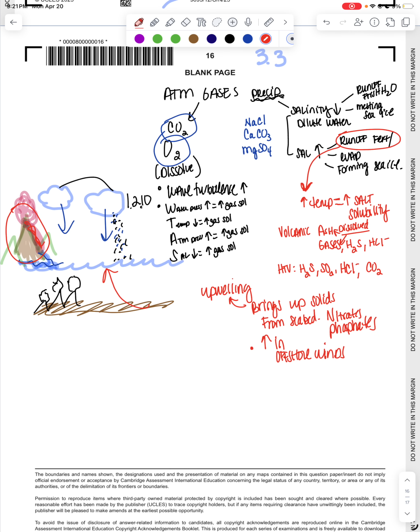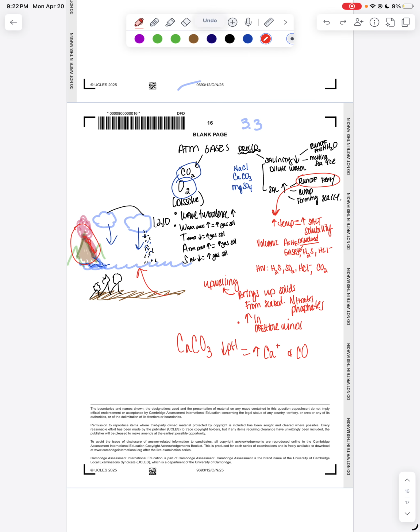Oh, there's another one. So calcium carbonate in shells and in corals. However, if we have a decrease in pH, we can start to erode this, and then we will have an increase in calcium ions and carbonate ions in the water. This is crazy, but this will also get marks at the worst case scenario.